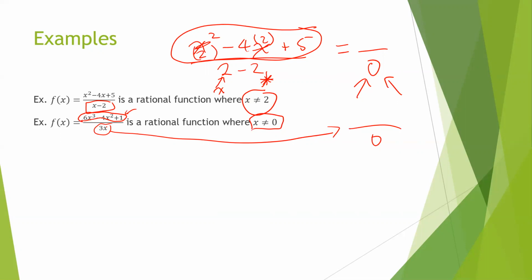And this is something called, actually, we think about domain. That's basically setting up our domain, right? It's putting a restriction on what values are allowed into the function.